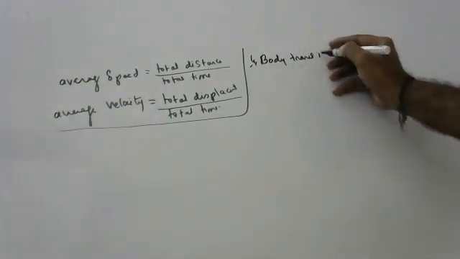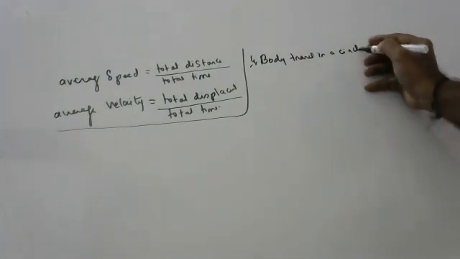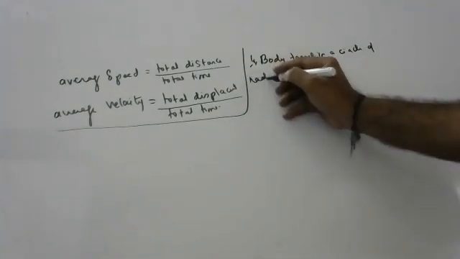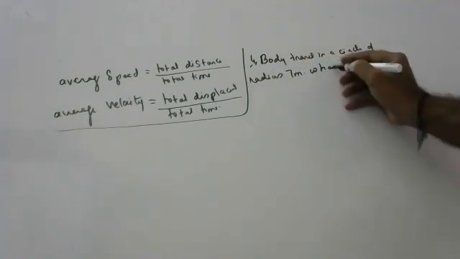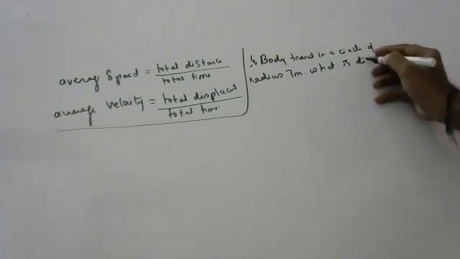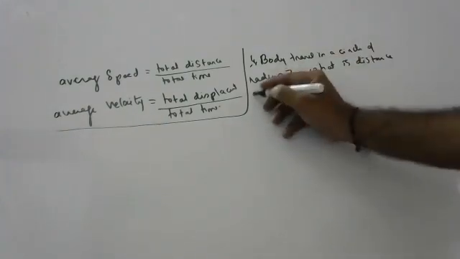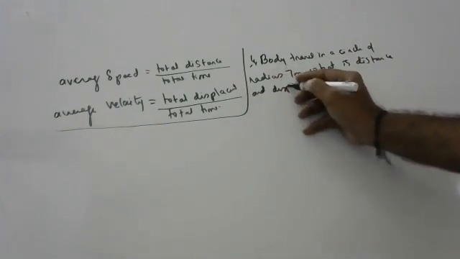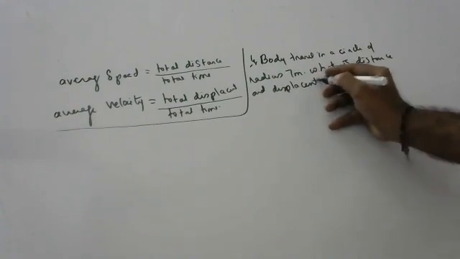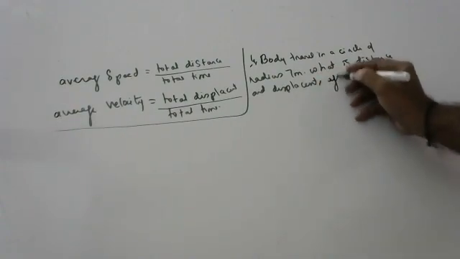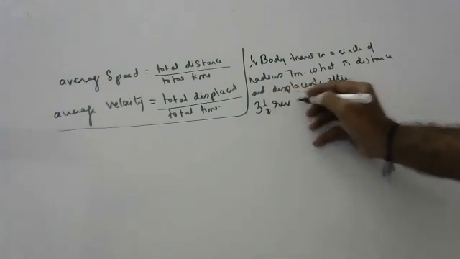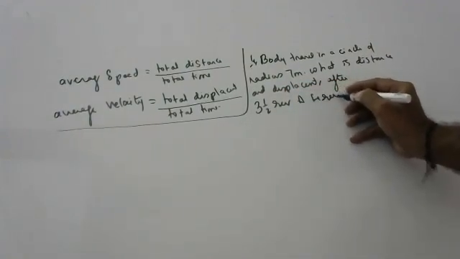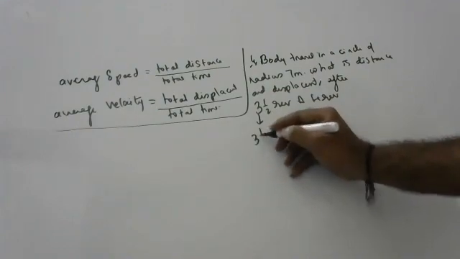A body travels in a circle of radius 7 meters. What is the distance and displacement after 3.5 revolutions and 4 revolutions? First, let us do it for 3.5 revolutions.